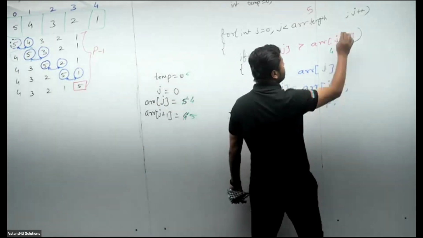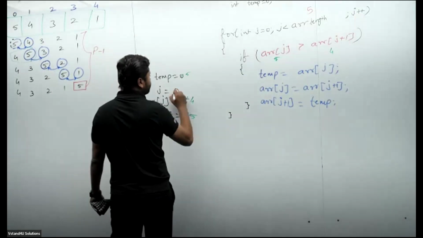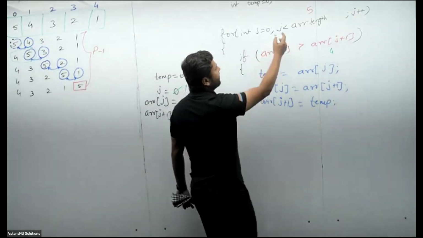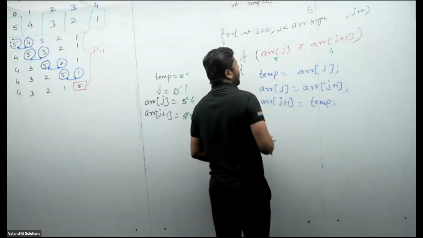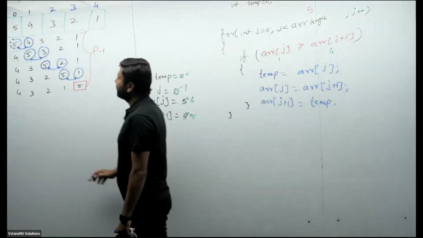Now moving forward. Next, what will I do? Increment the value of J. J will become 1. 1 less than 5 condition is still true. ARR of 1, what is the element right now?